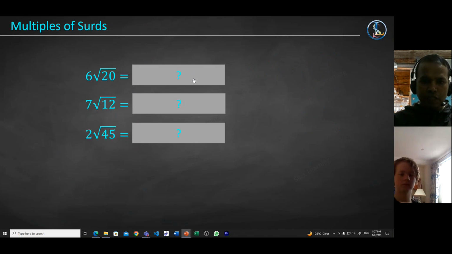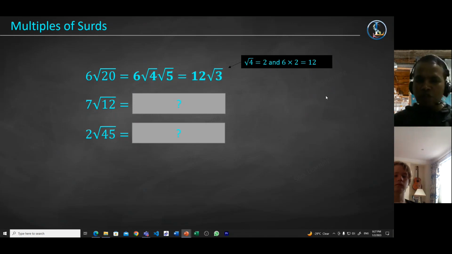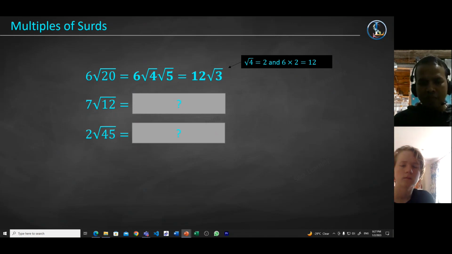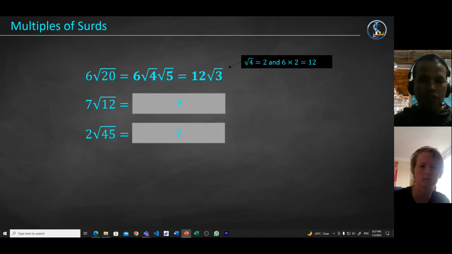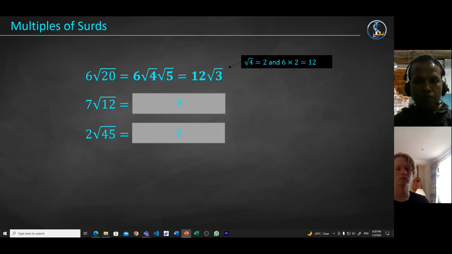So this is the way that we'll be solving the number which is already outside the surd. We will not be doing anything at the end. We'll be multiplying it to make it in simplest form.